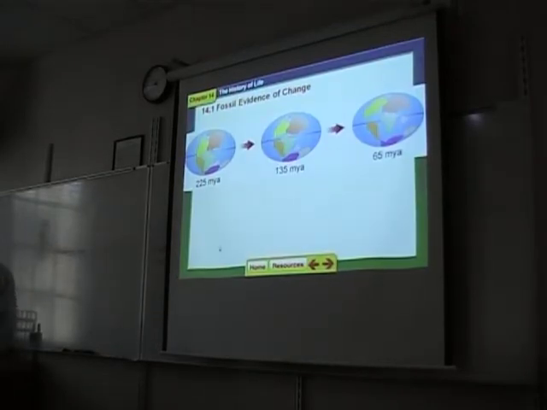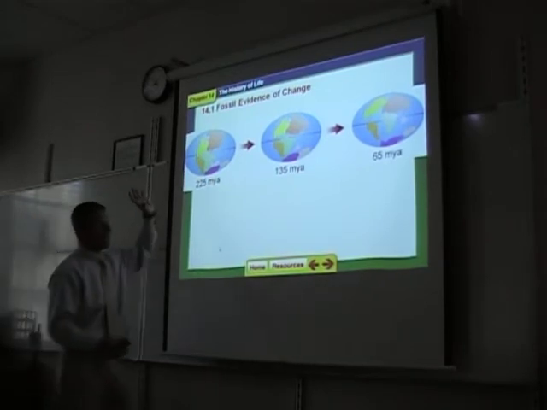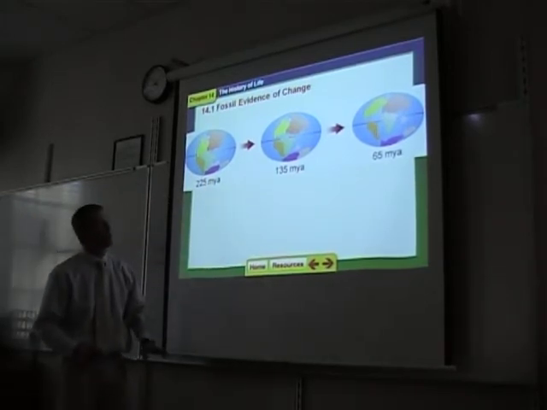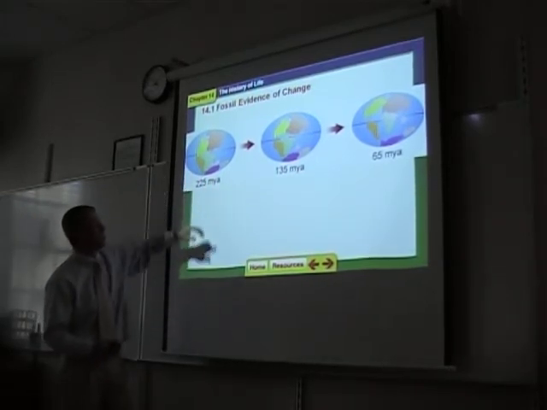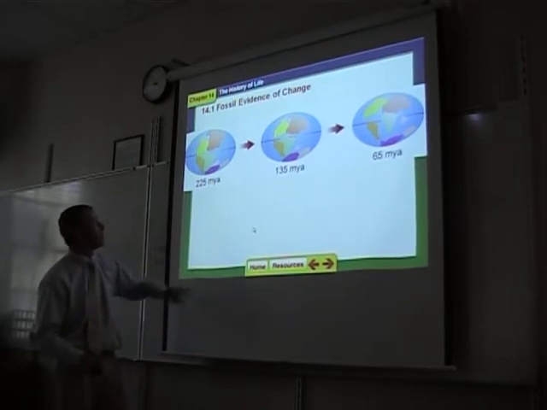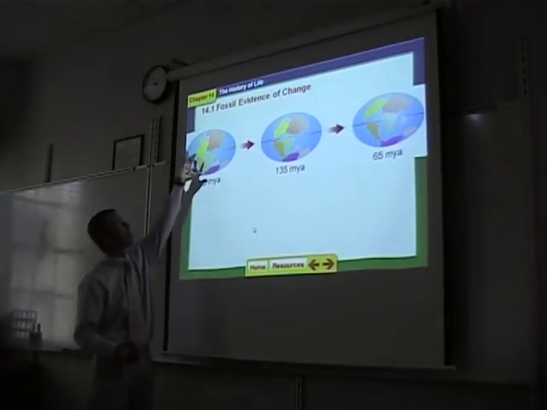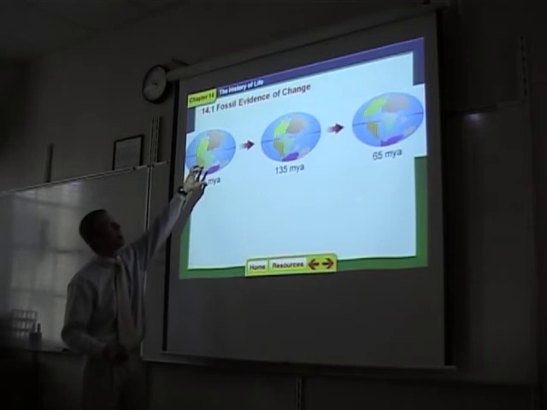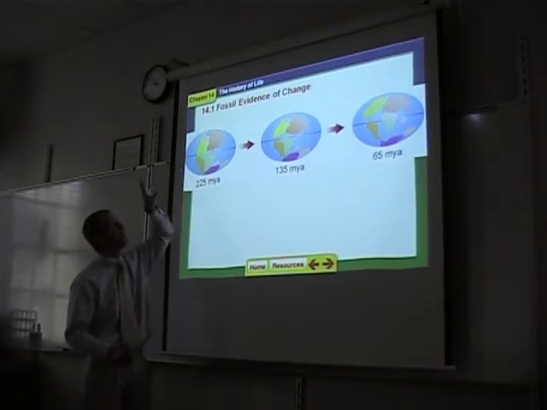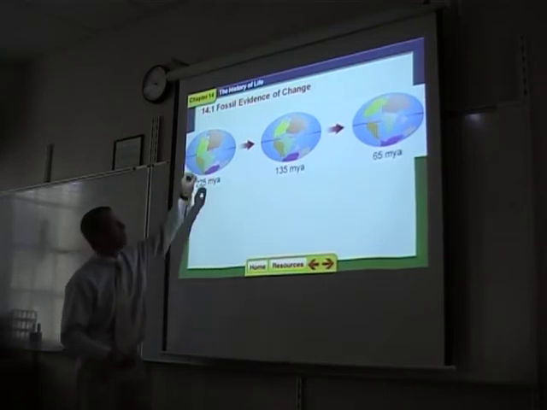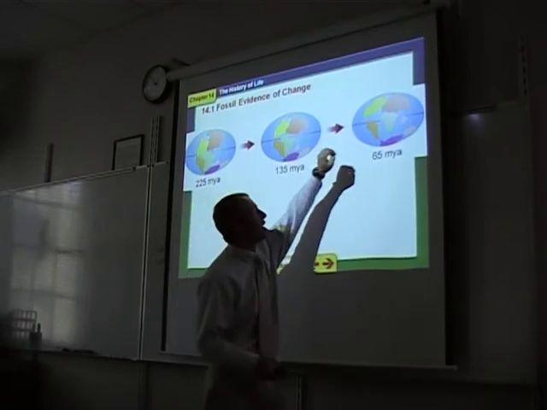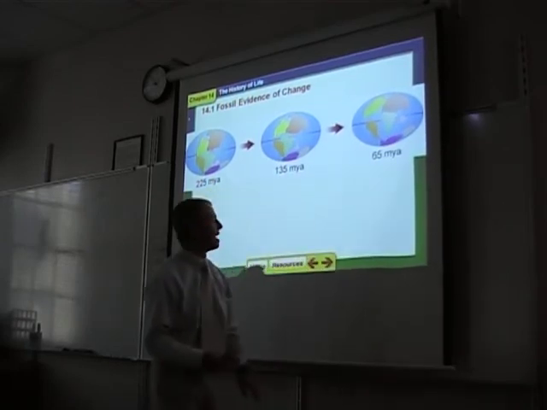Now, during the Mesozoic Era, we get a lot of plate tectonics. Plate tectonics is the movement of the continents. And we see 225 million years ago, all the continents were together in one landmass. We call that landmass Pangea. And Pangea broke apart and eventually spread out to form today's continents.